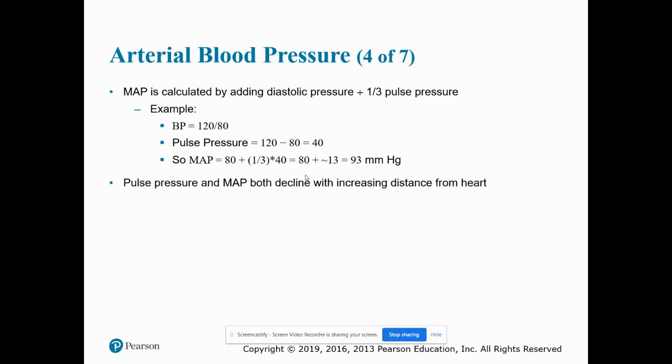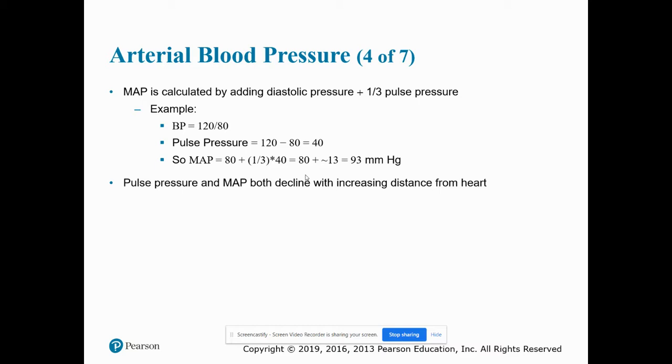As an example, let's say the person's blood pressure is 120/80, which means their systolic is 120 and their diastolic is 80. You subtract the two to get pulse pressure, so 120 minus 80 gives you 40. To calculate mean arterial pressure, you add the diastolic pressure, which is 80, plus 1/3 of pulse pressure, which is about 13. This gives you 93 mmHg.